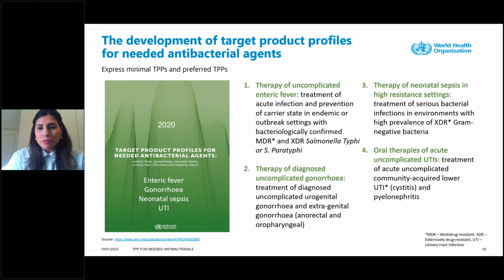The process to develop TPPs is complex, as you can imagine, involving several internal and external consultations with multi-stakeholder engagement. So for the WHO TPPs, WHO experts identified the clinical syndromes for which new antibacterial therapies are urgently needed due to increased pathogen resistance to existing therapies. A scoping review with internal and external consultation was conducted, and initially five clinical syndromes were identified. One of these, an ICU patient-focused indication, was dropped because the scope was considered too broad. So WHO in the end developed four TPPs: neonatal sepsis, gonorrhea, typhoid fever, and UTI.